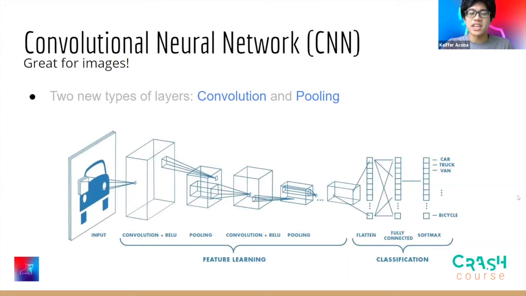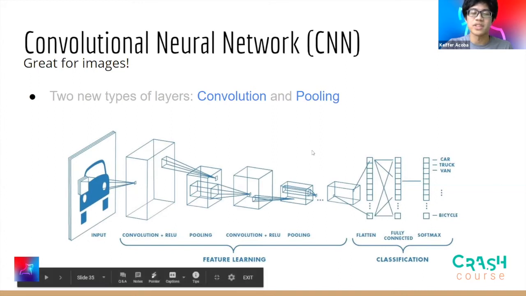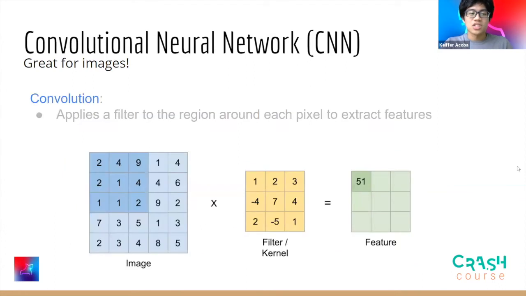What they do is they add 2 new types of layers called convolution and pooling. So we only saw one type of layer so far called the linear layer, and now we have 2 more: the convolutional layer and the pooling layer. You can see an image of how it looks. It works on some image data, and I'll go over the convolution and pooling layers.